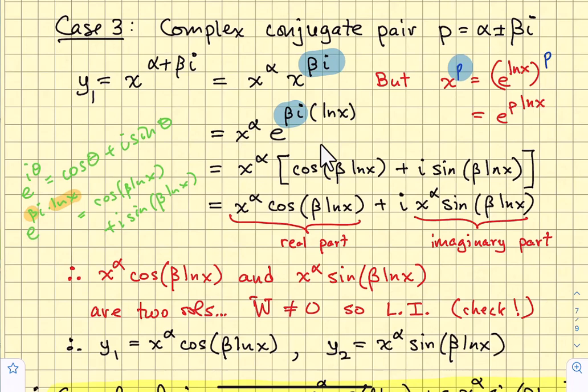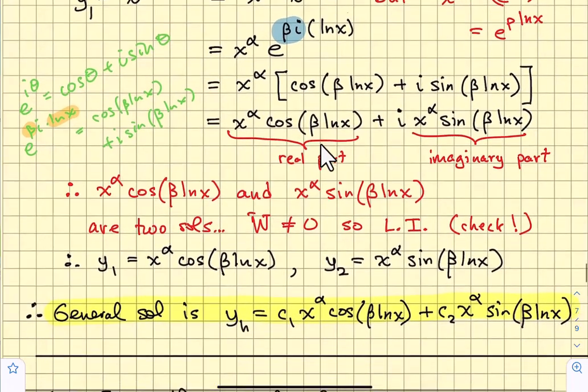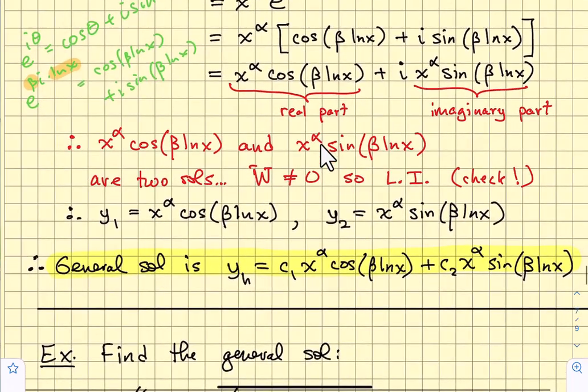And so now if we distribute the x to the alpha, and then remember our theorem that said if you have a complex solution to a linear homogeneous differential equation, then you can extract the real part and the imaginary part, and those will themselves be real solutions to your differential equation. So if we extract this real part and this imaginary part, those two are solutions. In fact, you have to check me on this, they are linearly independent if you just calculate their Wronskian.